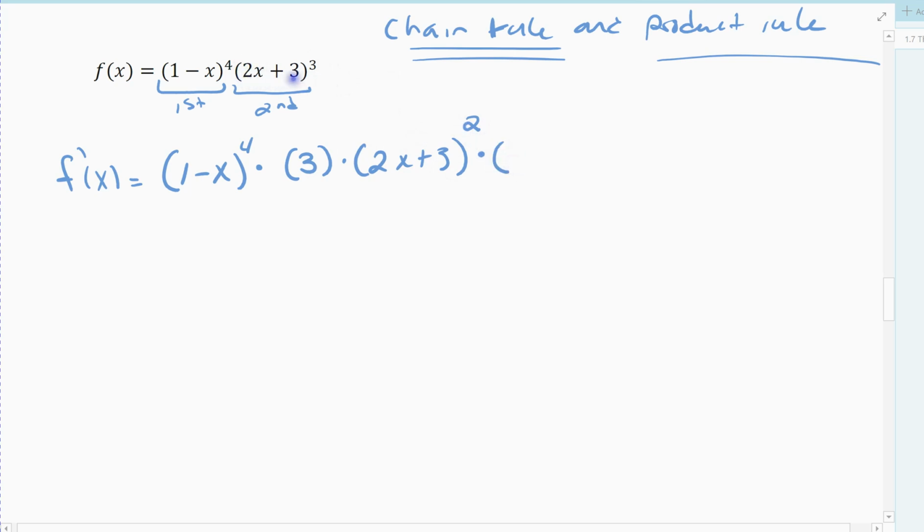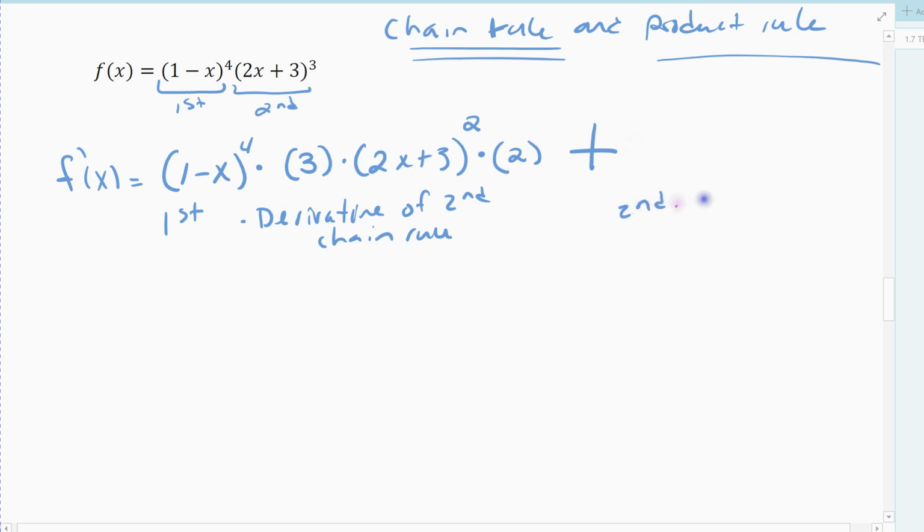The derivative of the inside of the second function would be a 2, right, because the derivative of 2x is 2. The 3 zeros out. All right, so there's the first. This is the first times the derivative of the second, which required my chain rule. Then there's a big plus to separate them.